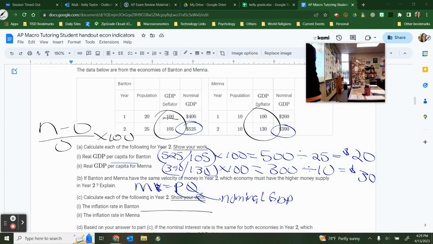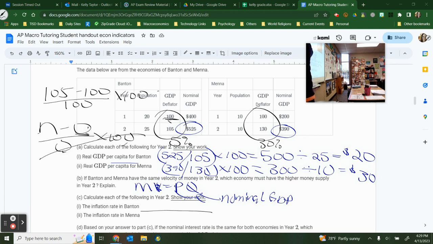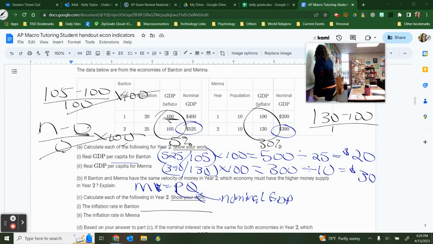If the old is 100, then we're subtracting 100 and dividing by 100 times 100, so it's subtraction. So this is 5% inflation for Banton, and it's 30% inflation for Mena. It's not always going to work that way, but only if you're coming from 100. Otherwise, you have to plug it in: 105 minus 100 divided by 100 times 100. That's going to cancel out to subtraction. 130 minus 100 divided by 100 times 100, cancel out, 30.